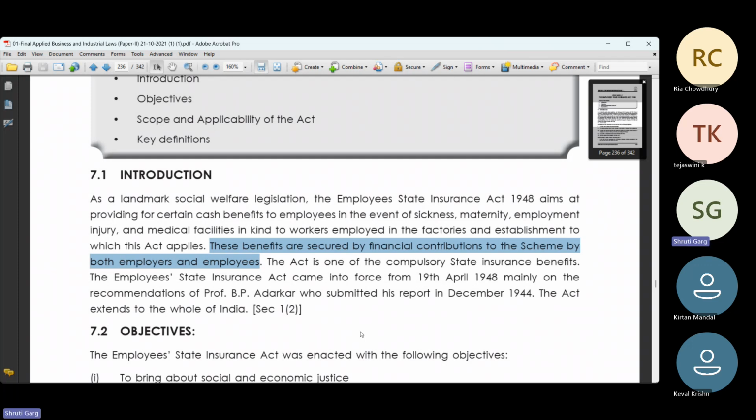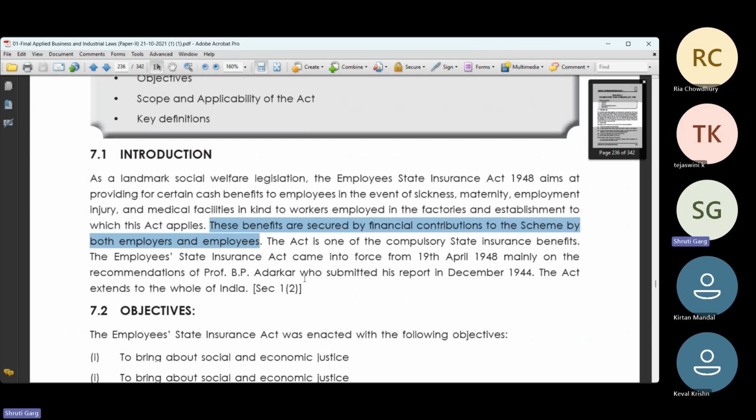Some contribution is made by the employer and some contribution is made by the employee. We will read in this chapter in what percentage employer and employee make the contribution. So the act is one of the compulsory state insurance benefits.